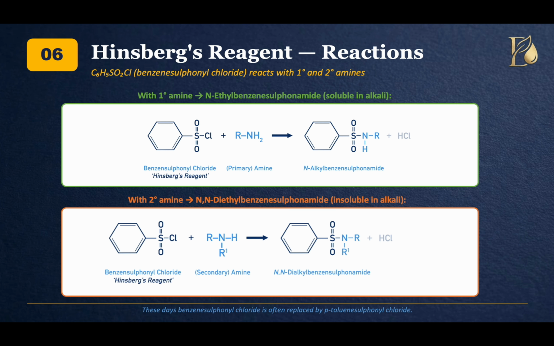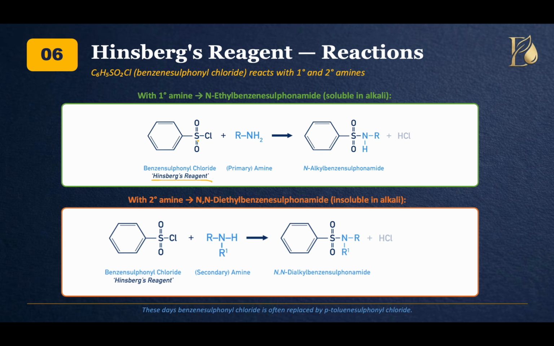First we have to know what is Hinsberg's reagent. The reaction using Hinsberg's reagent is the Hinsberg reaction. Hinsberg reagent is benzene sulfonyl chloride, C6H5SO2Cl. It is used to distinguish between primary and secondary amines based on their reaction and solubility behavior. The sulfur atom in the reagent is highly electrophilic because it is attached to oxygen atoms and chlorine. So the lone pair on the nitrogen atom of the amine attacks the sulfur atom and replaces the chlorine.